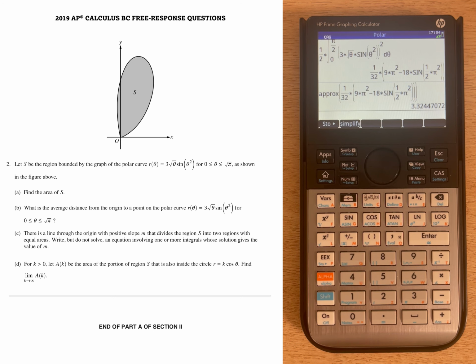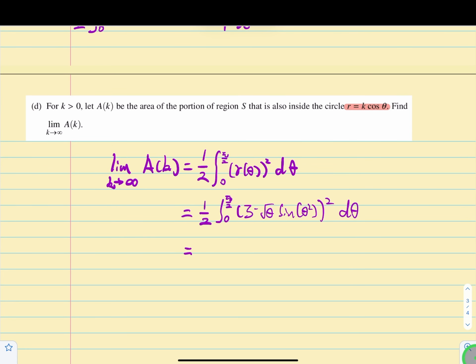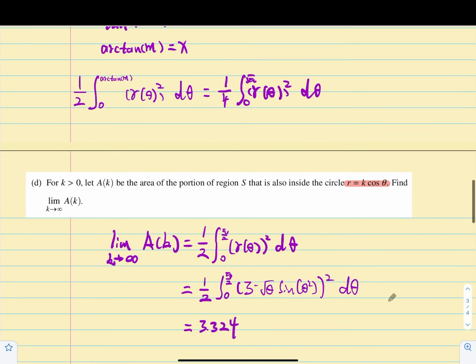So we can put this answer in our question answer book. It will be 3.324. This is the answer.